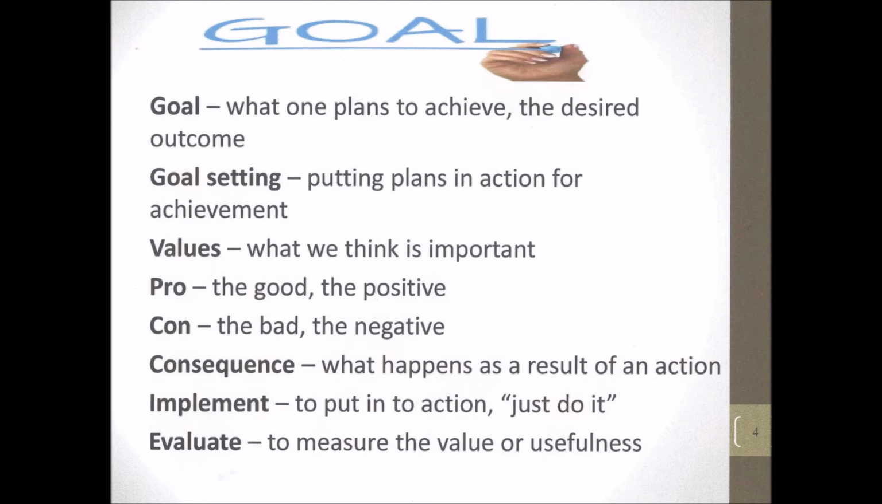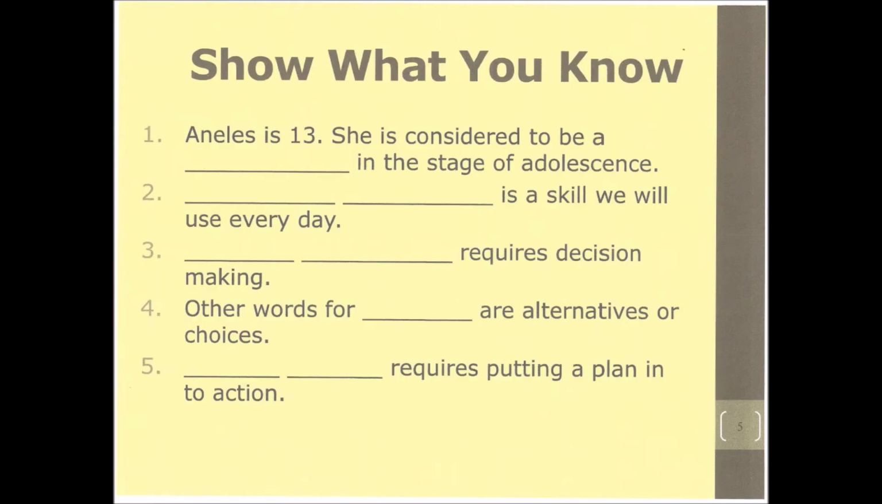Now let's show what we know. Annellis is 13. She's considered to be a blank in the stage of adolescence. Blank blank is a skill we will use every day. So this is something we have to do every single day.